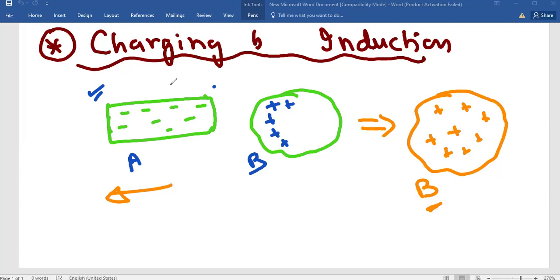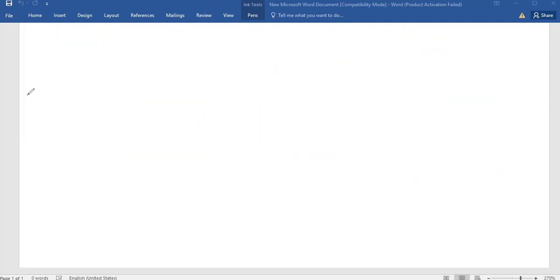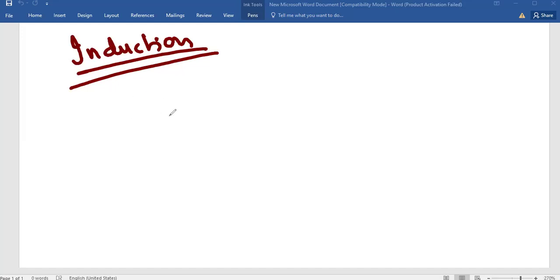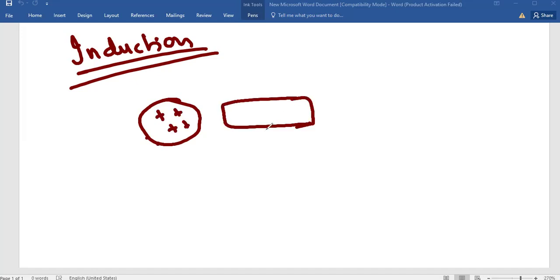So we have seen three types of charging method: charging by friction, charging by conduction, and charging by induction. Can you quickly explain to me in one minute how we do charging by induction? I'm giving you this scenario. We have one object which is positively charged, and we have one neutral body. We want to charge it. So tell me, what are the steps that we want to do?